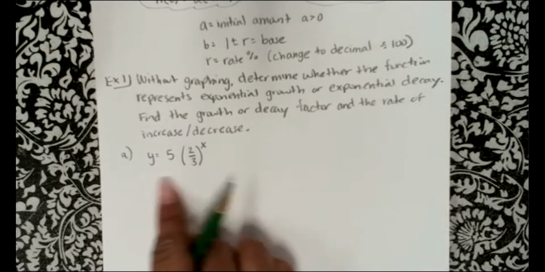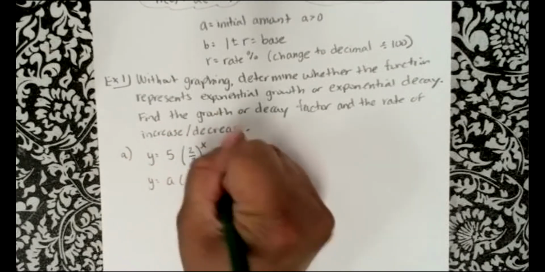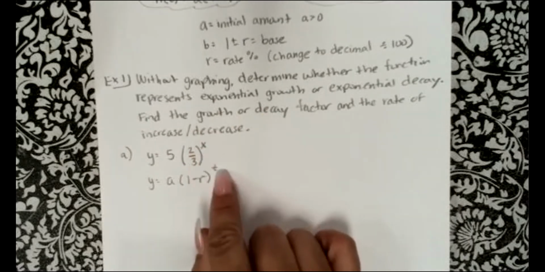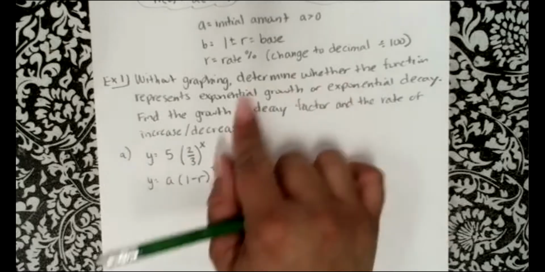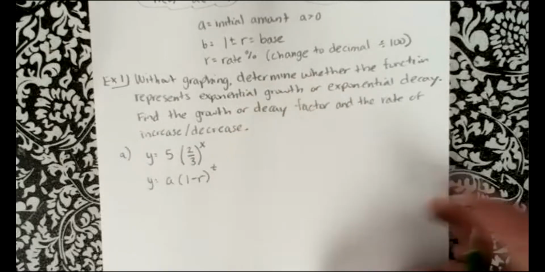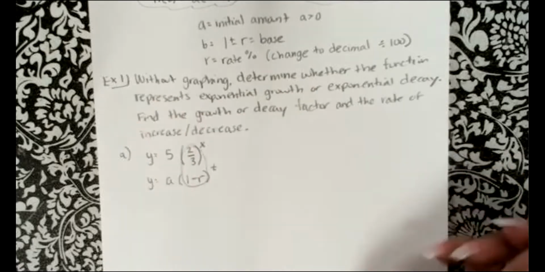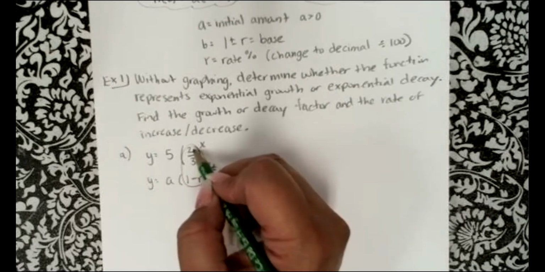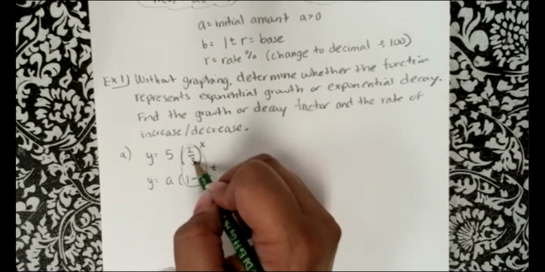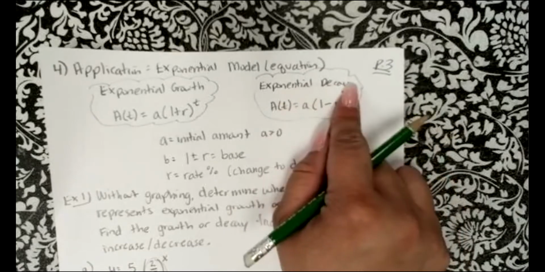The parent function here is going to be y equals a times 1 minus r raised to the t. That's going to actually be the time, okay? Now, on this one, the initial amount is going to be 5, but the question didn't ask me for the initial amount. However, right here, I can actually set 2/3 equal to 1 minus r, and I can solve for the r. But from the very beginning, 2/3, that is less than 1. So because it's less than 1, it's going to be an exponential decay.